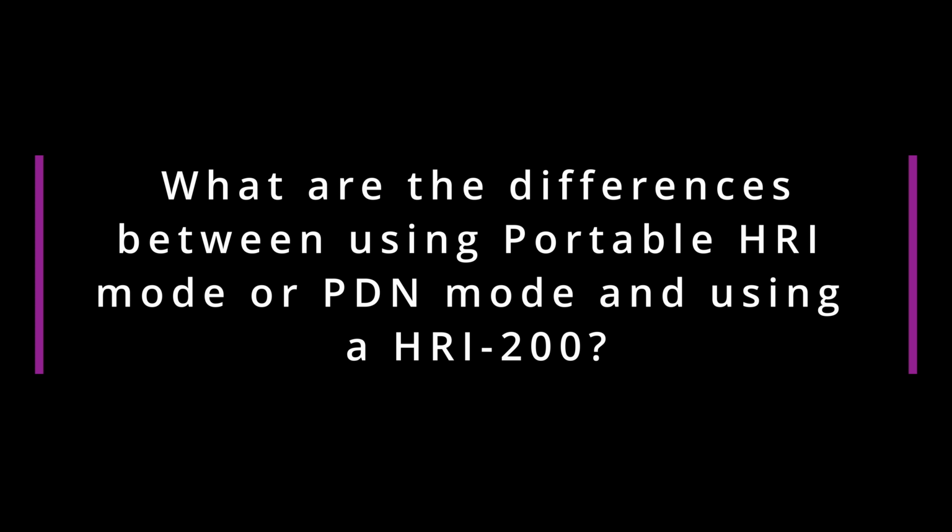What are the differences between using Portable HRI mode, or PDM mode, and using an HRI 200? Portable HRI mode and PDM mode allow you to connect your radio directly to the computer via USB. This gives you the choice of using that radio to talk over the internet in direct mode, or using the radio as a gateway in access mode from another radio.